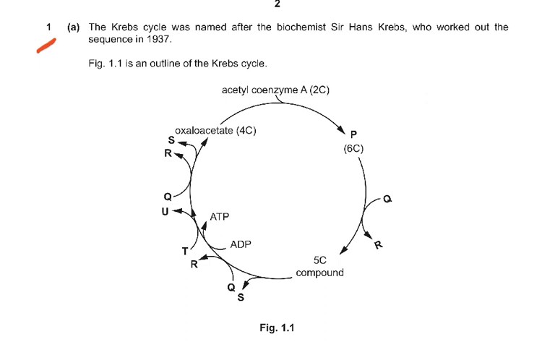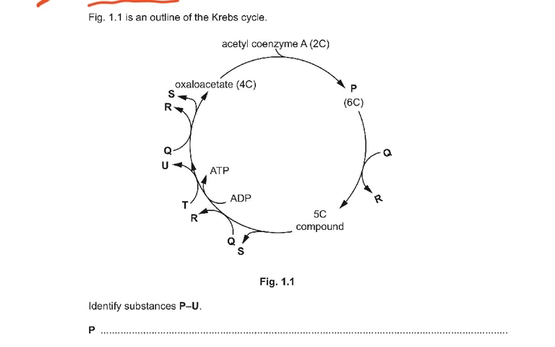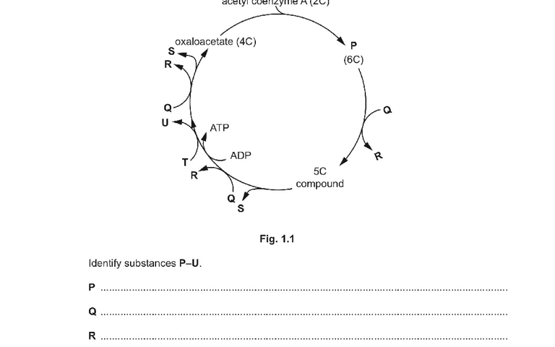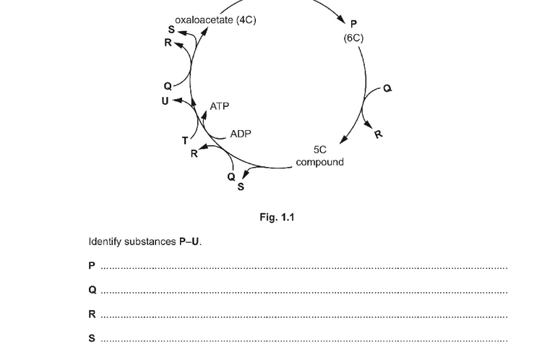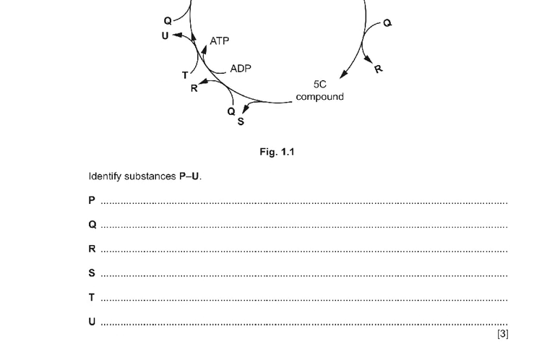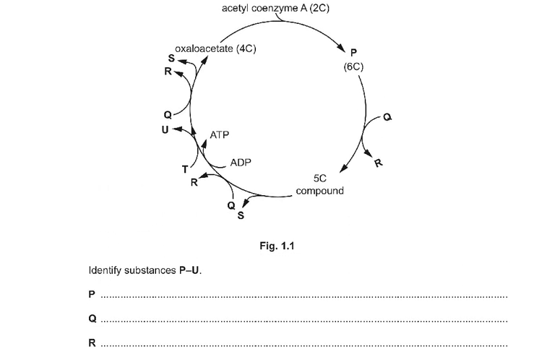Now, as you can see, question 1 is on respiration, which is usually a very easy question. The Krebs cycle was named after the biochemist Sir Hans Krebs, who worked out the sequence in 1937. Figure 1.1 is an outline of the Krebs cycle. Identify substances P, Q, R, S, T, and U. So what is P? Yeah, P is the 6 carbon, so that's citrate.